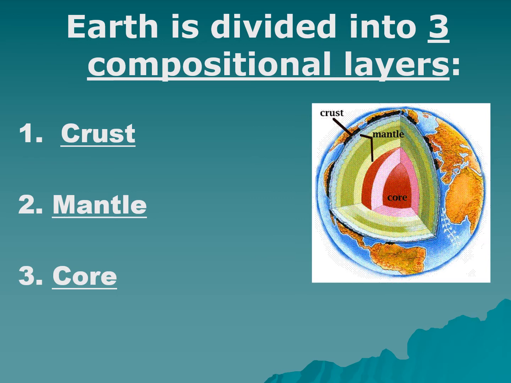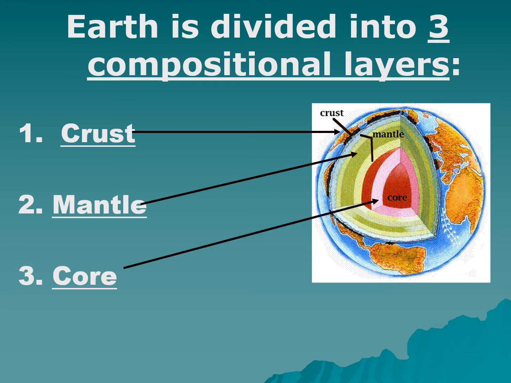The crust is our uppermost section. It's the section of the Earth that we live on. The mantle is our largest section of the Earth. It comes just under the crust and above the core. The core is the center of the Earth. It is the hottest, the most dense, and is under the most pressure of any layer of the Earth.